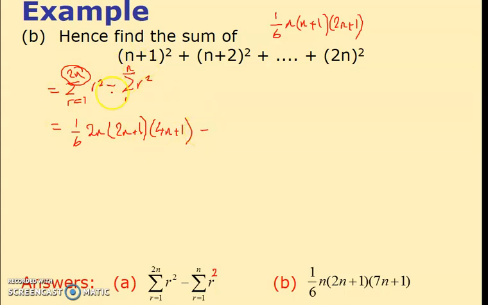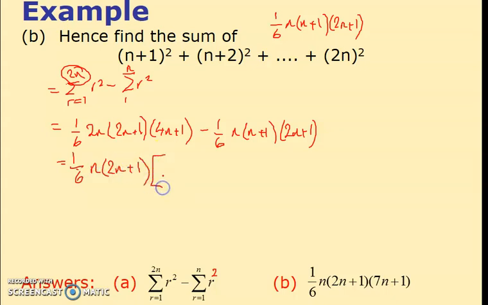And then I subtract the standard sum from 1 to n of r squared, which is a standard formula, n, n plus 1, 2n plus 1. Then I'll look for things that go into both terms. They both have a sixth, that made it easy. They both say 2n plus 1, and both say n. So I can take out an n and a 2n plus 1.